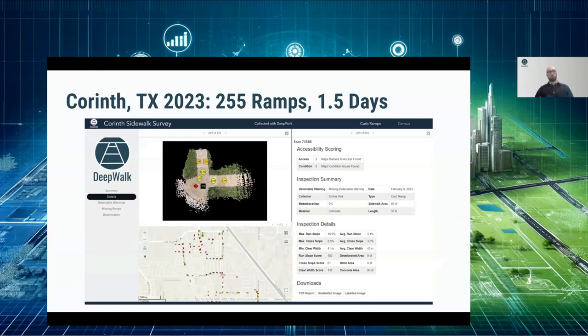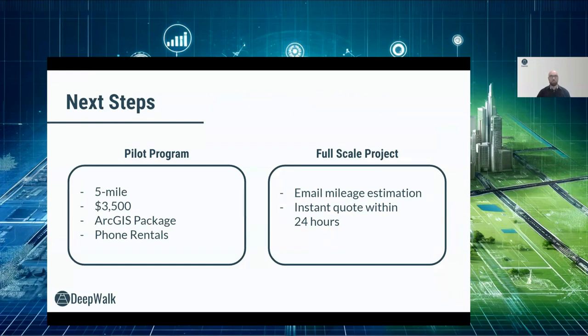And then Corinth, Texas was an interesting project because one of our data collection partners flew out to Corinth, inspected 255 curb ramps in a day and a half, and then flew back, which is very fast for anyone who's done this. And the best way to get started with us is we have a pilot program.